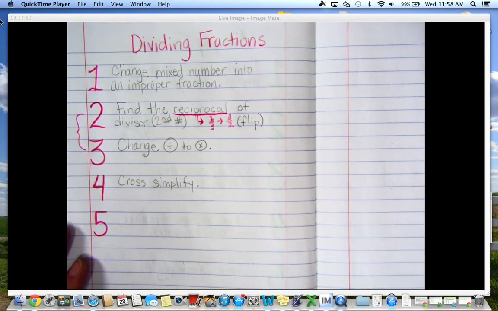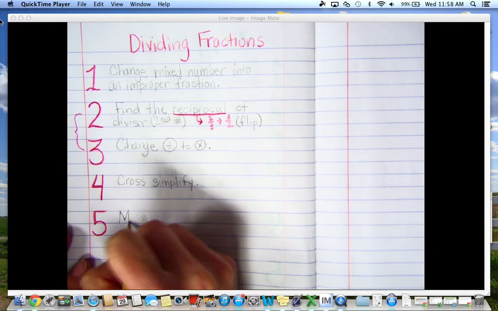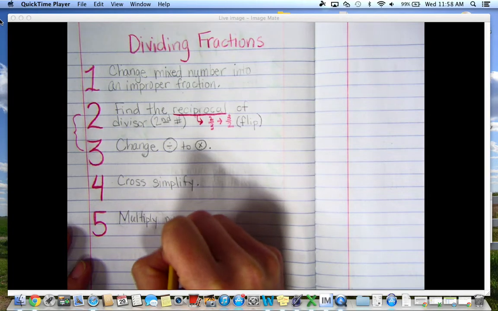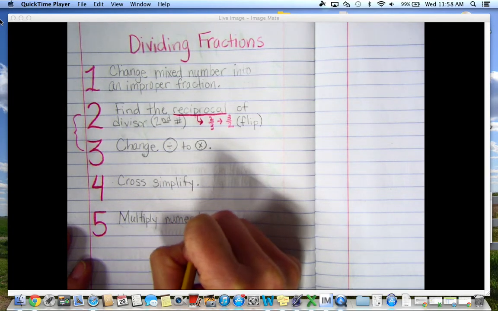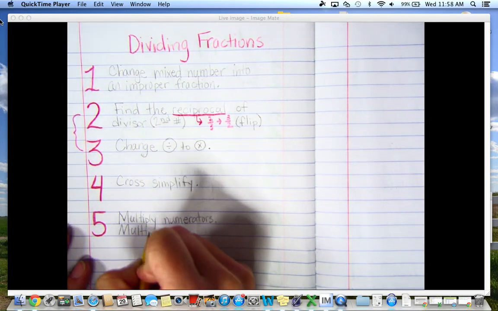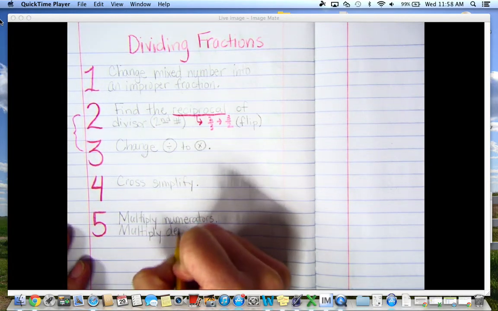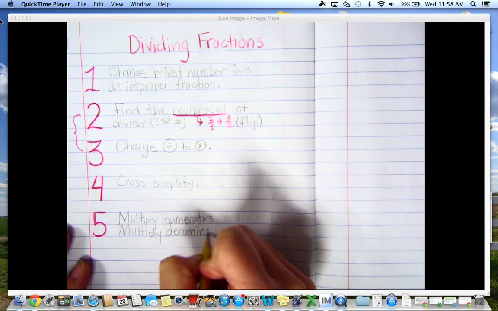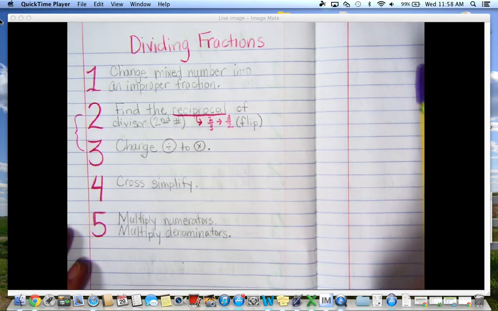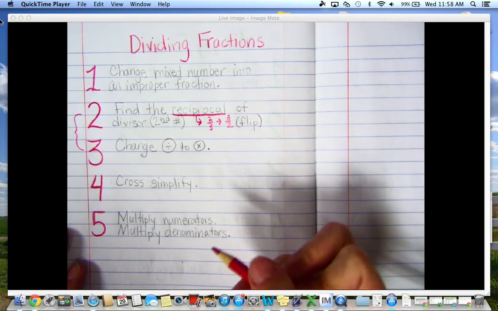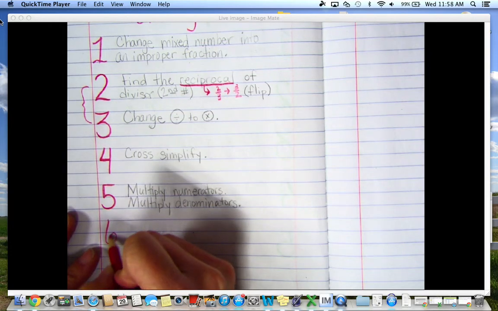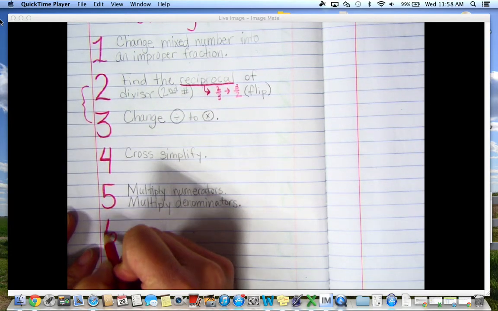Step 5 is multiply numerators and multiply denominators, just like multiplying. Switching back to my colored pencil, I'm ready for step 6. Skipping one line and making a 2-line tall 6.